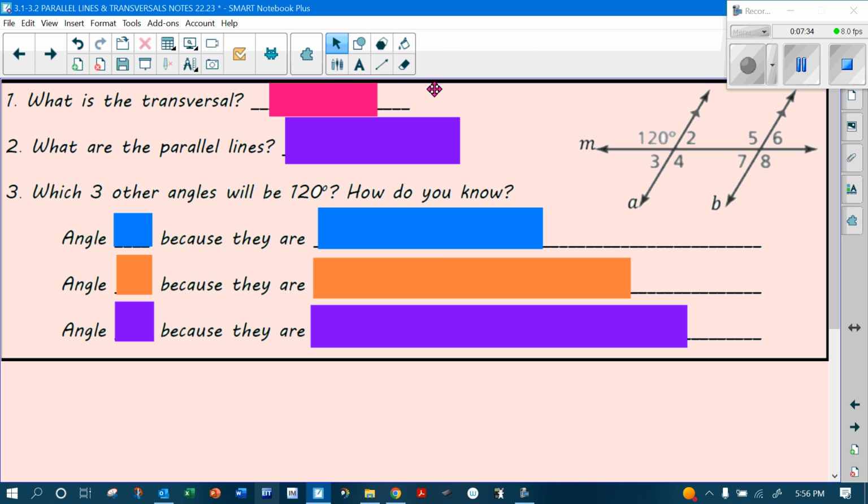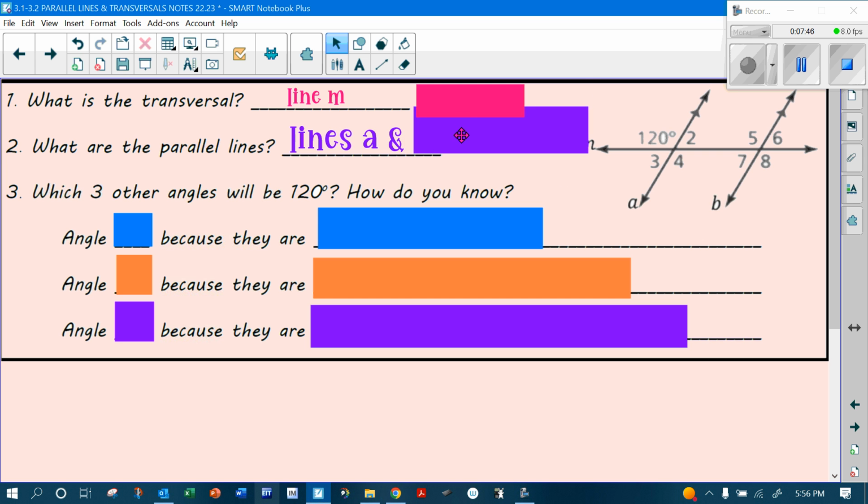All right, so let's do some just identifying over here. We're not doing anything but identifying. So which one of these lines is our transversal? Well, the transversal is always the one that goes through your parallel lines, so that would be line M. And your parallel lines are A and B. So lines A and B.